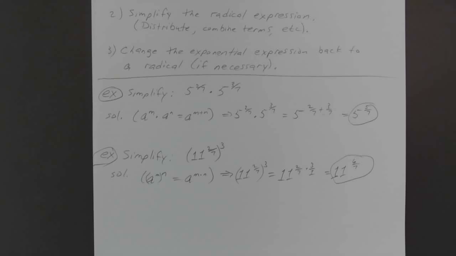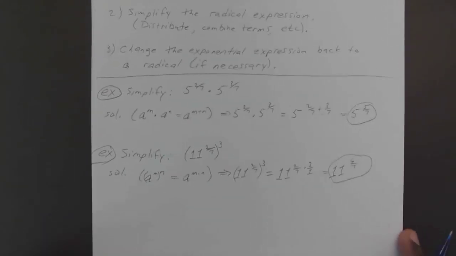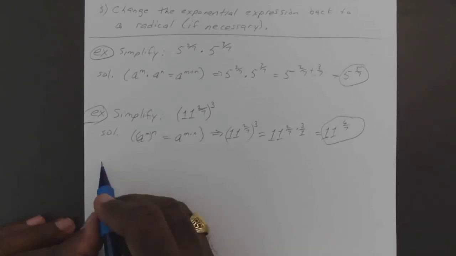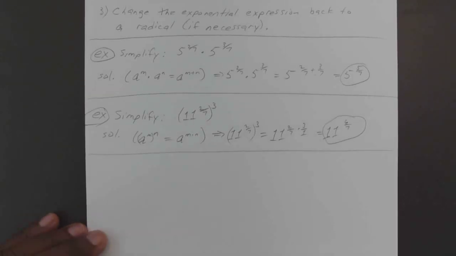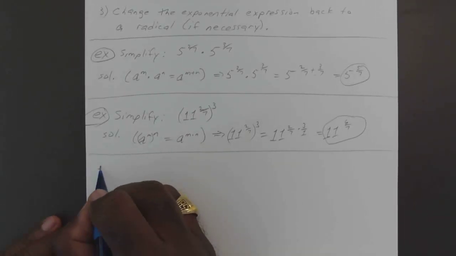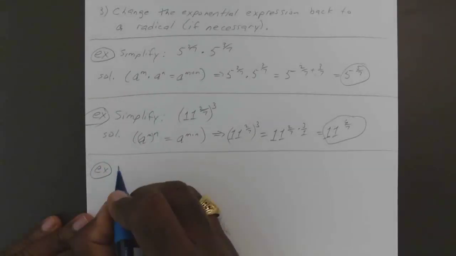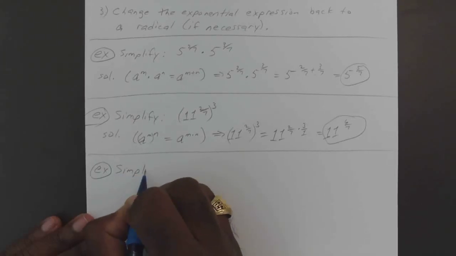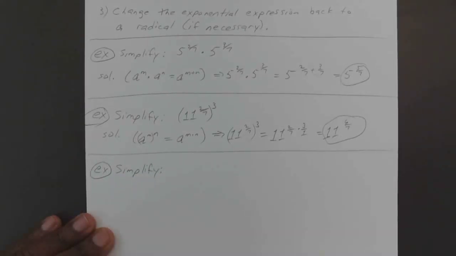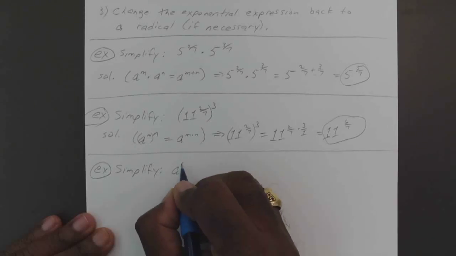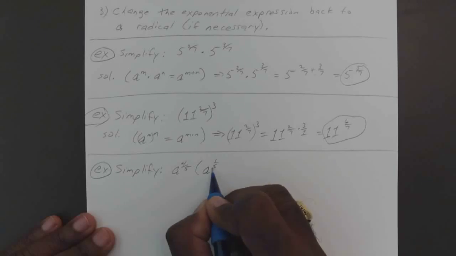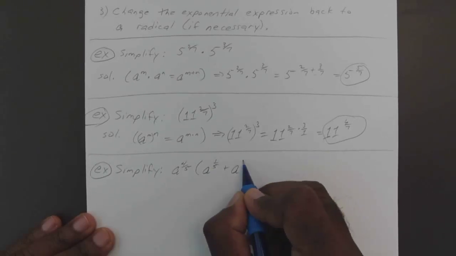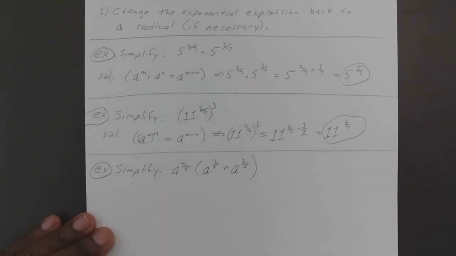All right. Any questions so far? Okay. Kind of separate those. Okay, so let's say, for example, we wanted to simplify a to the 4/5 power times a to the 1/5 power plus a to the 3/5 power.